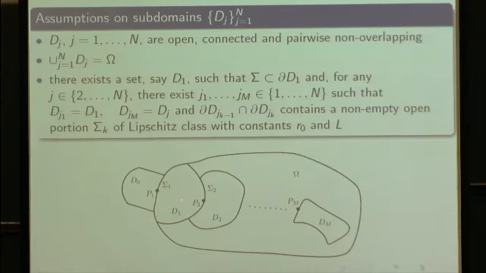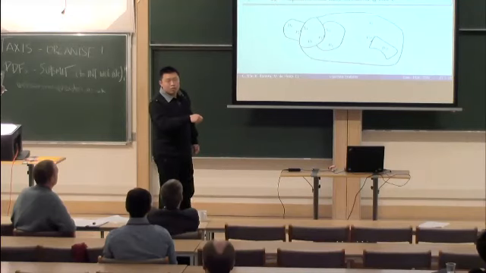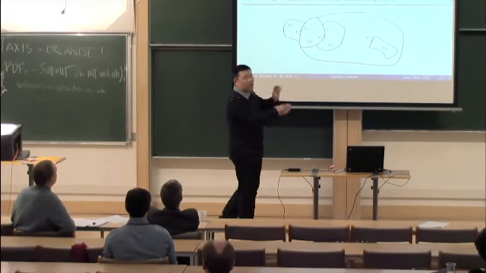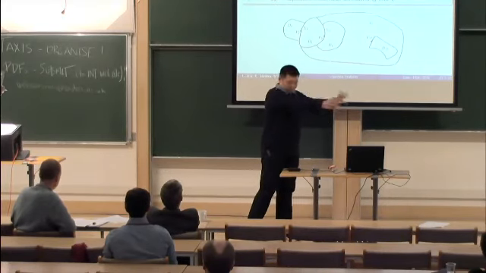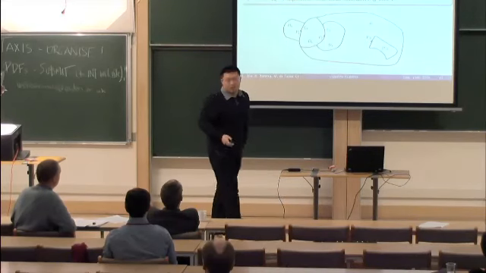And you can always find a path from D_1 to D_m, such that each two neighboring subdomains, like D_k and D_{k+1}, share an interface. And this interface will contain a non-empty open portion, sigma_k, also of Lipschitz class with the same constants as before. That means for any subdomain, you can always find a path to go to that subdomain, so that you can prove something here.